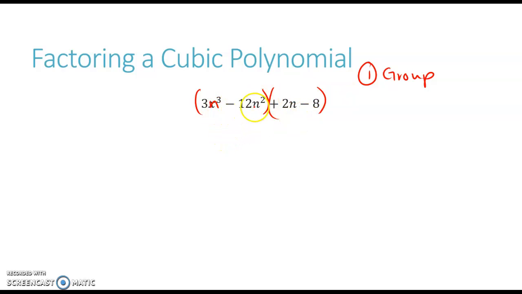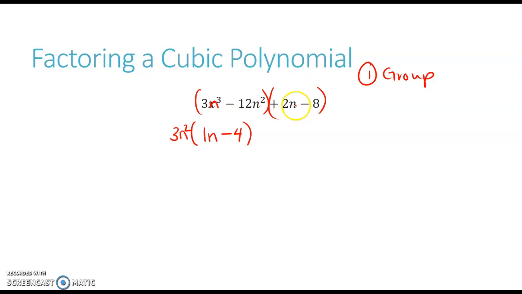So from here, I'm going to do the greatest common factor of the 3n cubed minus 12n squared. I know that my biggest number I can take out is 3, and my smallest exponent is 2. So I'm going to factor that out. What is 3n cubed divided by 3n squared? That leaves us with 1n minus, because we're going to do negative divided by a positive, 12 divided by 3 is 4, and n squared divided by n squared is 1. So that's the first one.